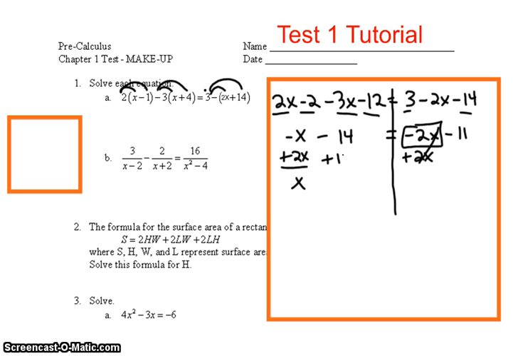Then I'm going to add 14 to both sides. And that's going to leave me with positive 3. So x equals 3.